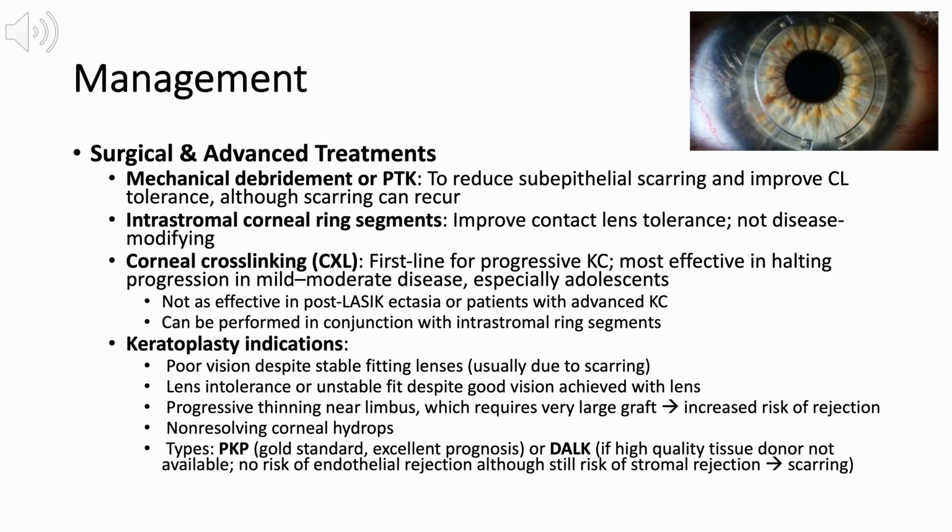The two main types performed are PKP, which remains the gold standard and offers excellent prognosis, and DALK. The benefit of DALK is that since it spares the endothelium, it avoids the risk of endothelial rejection, although the risk of stromal rejection and thus scarring can still occur. PKP is generally preferred when high-quality donor tissue is available, but DALK is an excellent alternative in the right context.